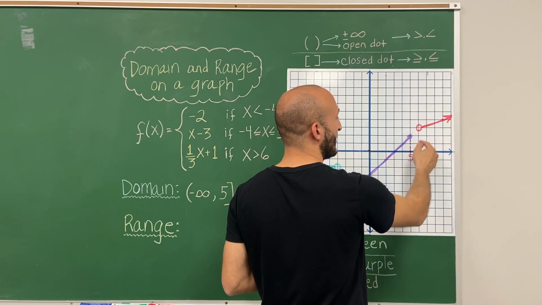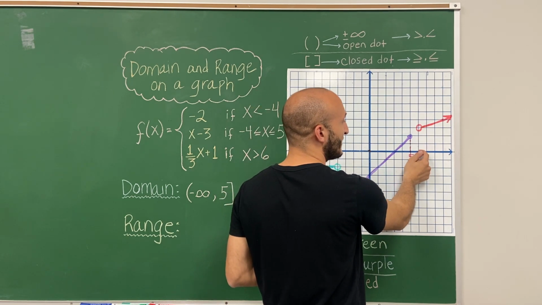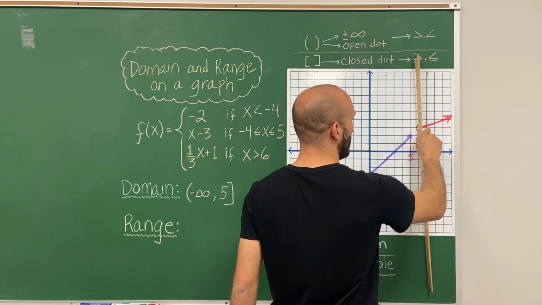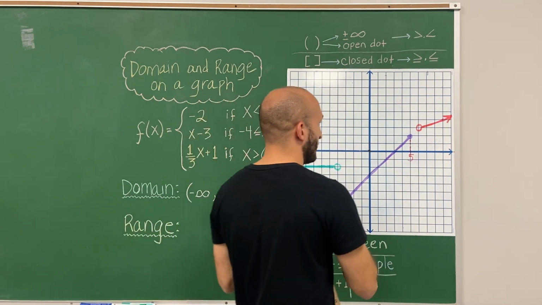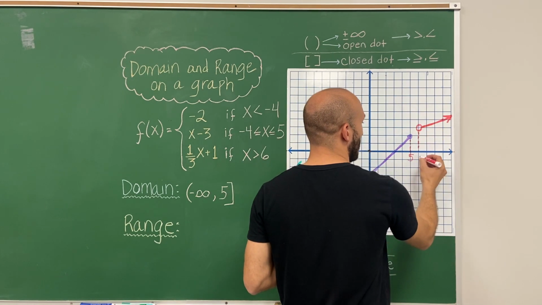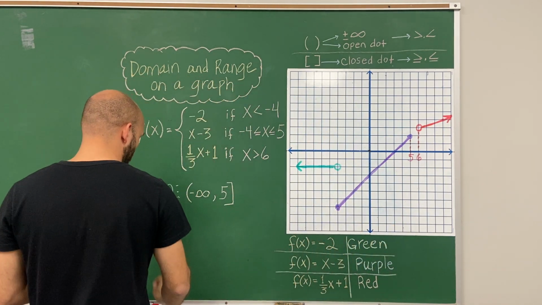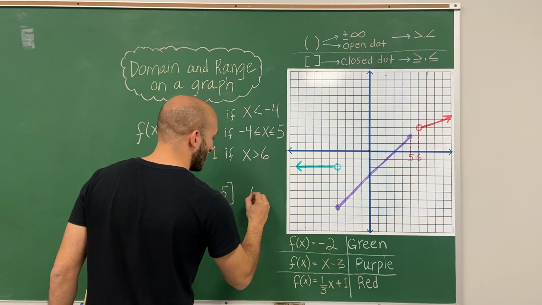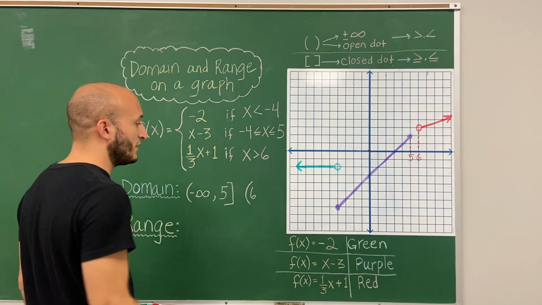There's still no graph. But as soon as I go just a bit to the right, then I start seeing this red line. So I want to know what x value this is, right? Here at the open dot, I go straight down to my x, and that is x equals 6. So I'm going to write 6. It's an open dot, so I use a parenthesis.